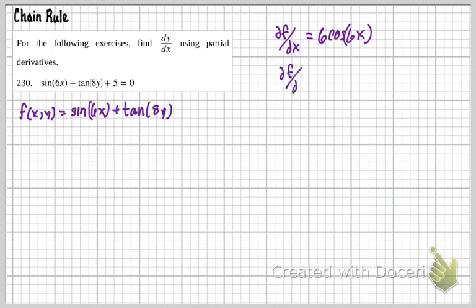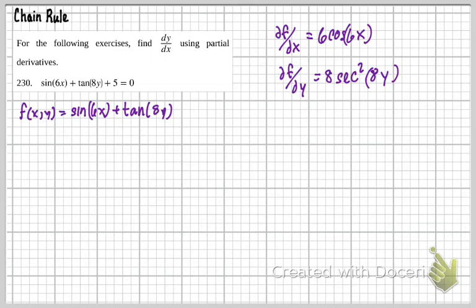So df dy then is going to be 8 secant squared 8y. And that's what that derivative is going to be, because the derivative of tan of theta is secant squared theta. So that's where that comes from. That's just a chain rule as well.